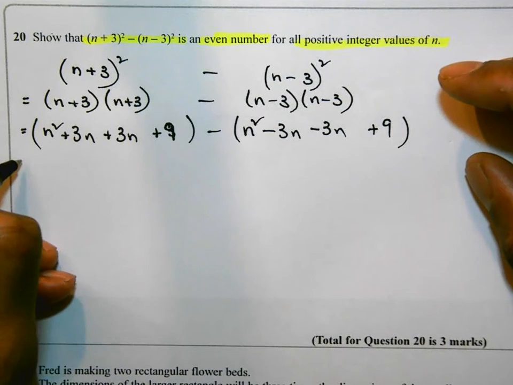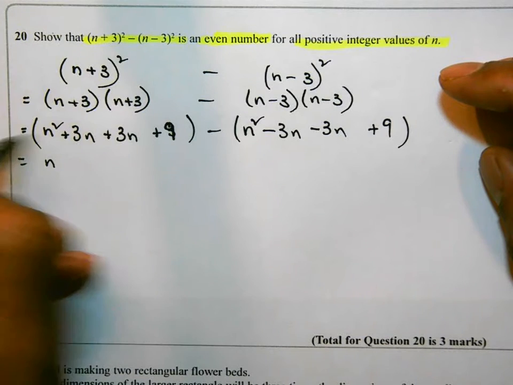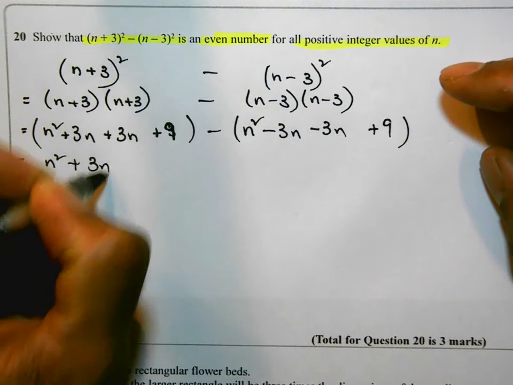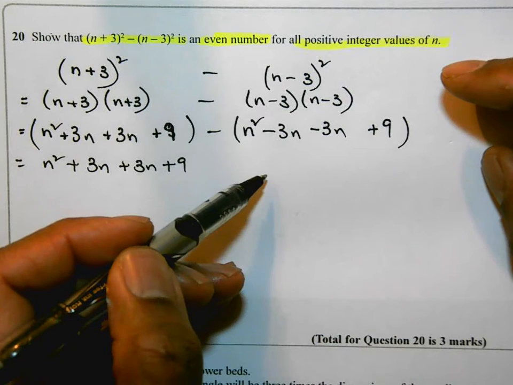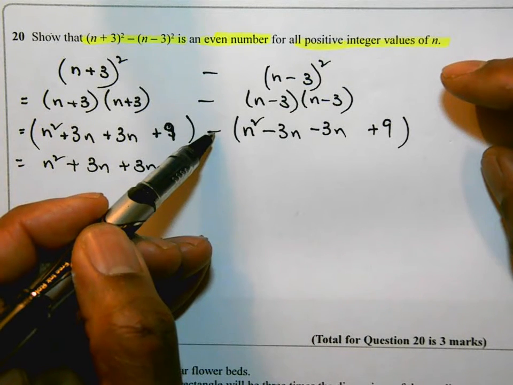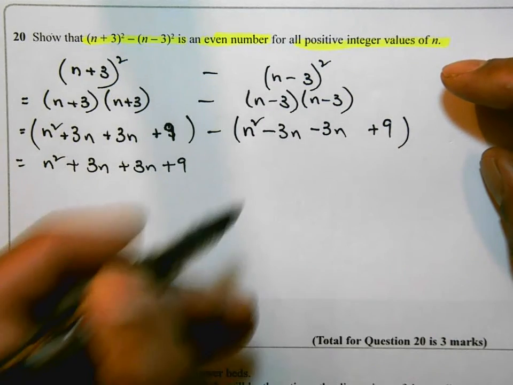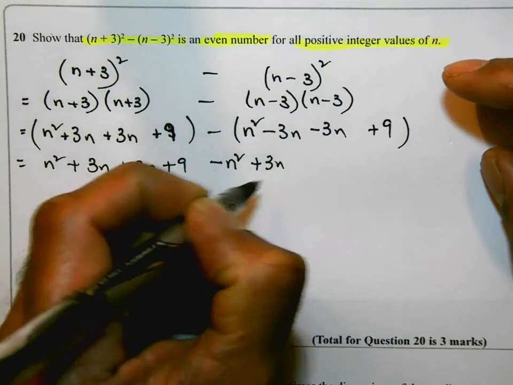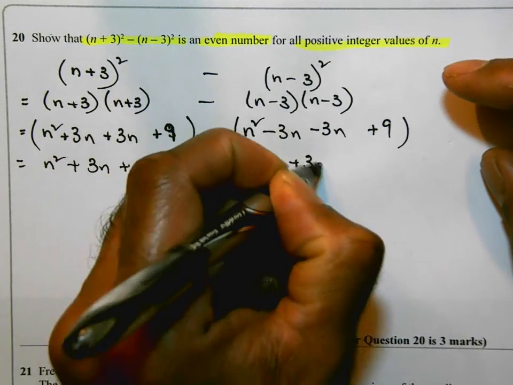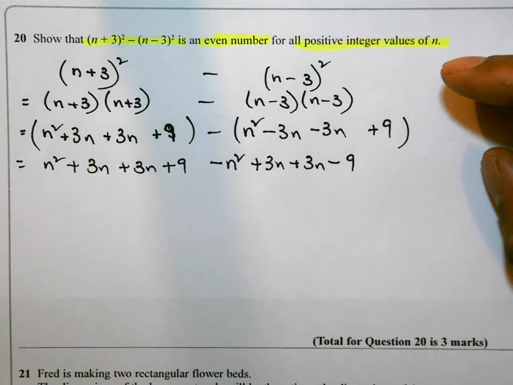Okay, let's tidy this up by taking the brackets off. If I take the brackets off the first one, it makes no difference at all because it's all positive. n squared plus 3n plus 3n plus 9. If I take the brackets off the second one, that minus sign outside is going to change the signs of everything. So there's effectively minus 1 in front of it. I need to times everything inside by minus 1. So it becomes minus n squared. Minus times a minus is a plus, so plus 3n. Minus times a minus is a plus, plus 3n. And minus 1 times plus 9 is minus 9. Okay, so that's where we're at so far.